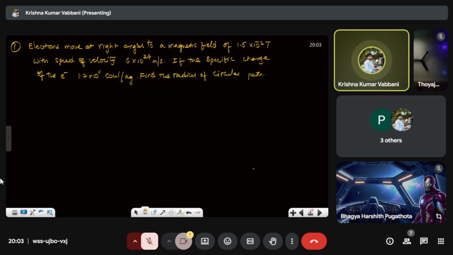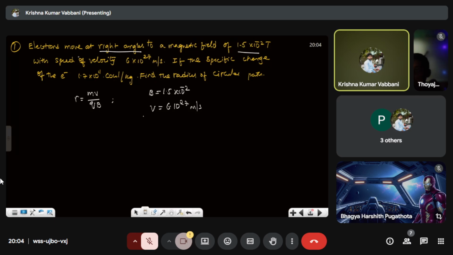Okay, what is the formula for the radius of the circular path? Last class we discussed. R is equal to mv by qB. The radius of the circular path is equal to mv by qB. In the question, the electron is moving at right angles, so theta is equal to 90 degrees. The magnetic field is 1.5 into 10 power minus 2 Tesla, the velocity is 6 into 10 power 27 meter per second, and the specific charge is given here.